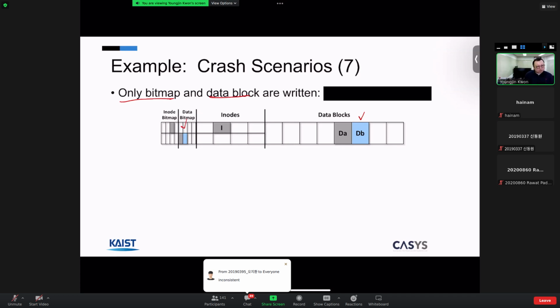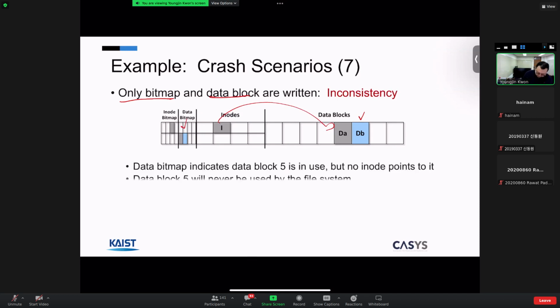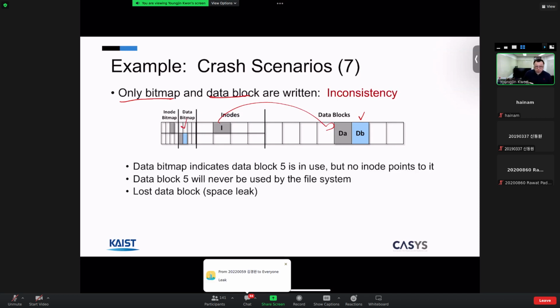Inconsistent. Is it a problem? Because the inode does not have a pointer for that. What's the problem in this case? Clearly this case is inconsistent. What was the problem with this case? Okay, yes. The data bitmap indicates block 5 is in use, but no inode points to it. Consequently, data block 5 will never be used by other files, causing a space leak problem.